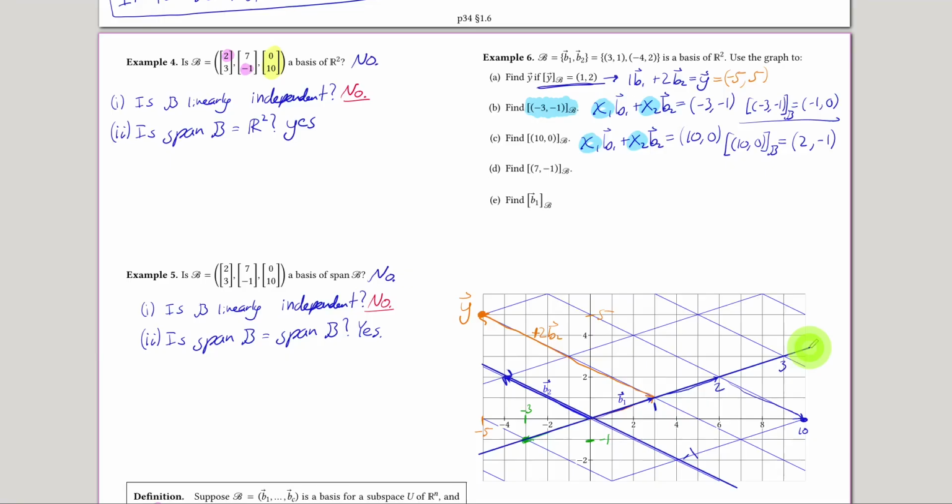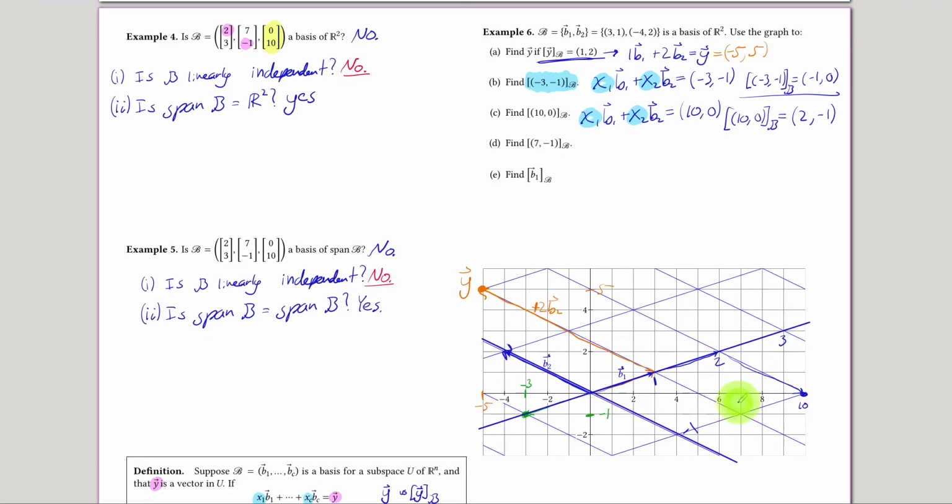Okay, to find the B coordinates of 7, -1, that's part D. That means the point is 7, -1 right here. So what are the coordinates relative to the b1, b2 axis? Well, it's like 1 b1, -1 b2, right? So the coordinates are 1 and -1.